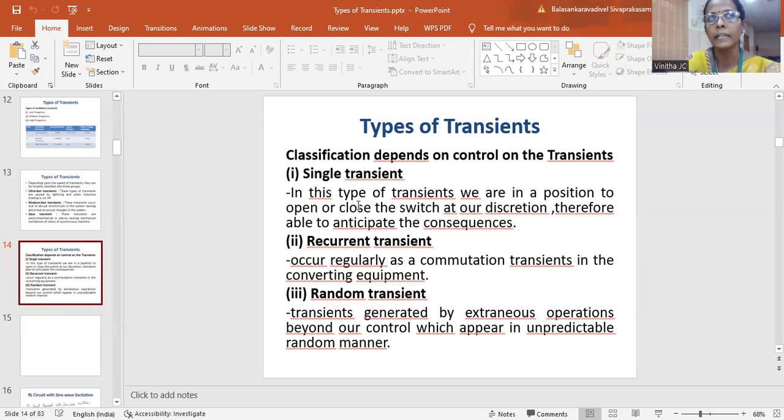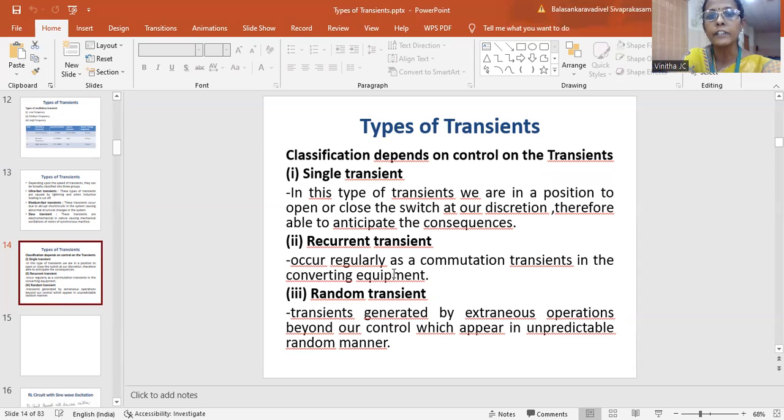This depends upon the operators, whoever is operating the switches. So while operating the switch, we know when the switch gets opened and closed, and what are all the consequences while opening and closing the switches. So we know when these transients occur, and we have to provide the solution for these transients.